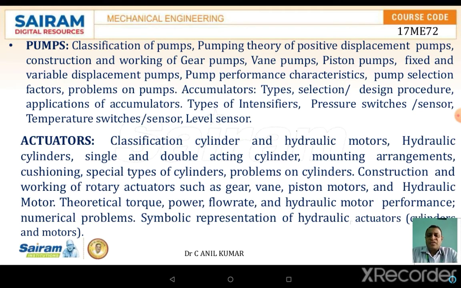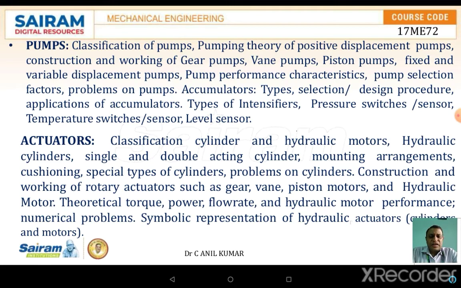The second part of this Module 2 is the actuators. In this, we cover the classification of the cylinders as well as the hydraulic motors. In the hydraulic cylinders, we are discussing single acting and double acting cylinders, mountings, arrangements, cushioning, and as well as the problems with respect to the cylinders.